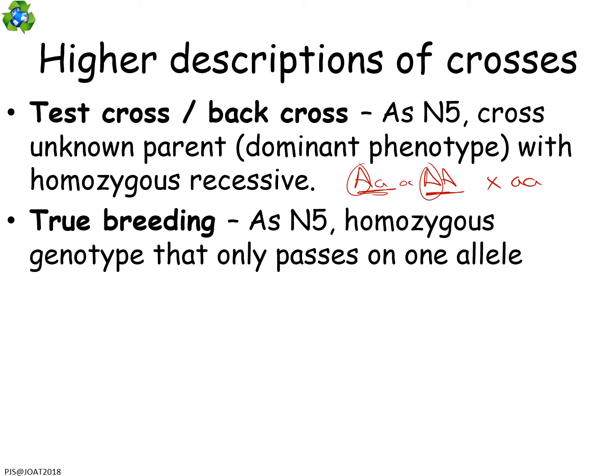True breeding, still same as Nat5, so what that means is that you have a homozygous genotype, because what that means is that it will only ever pass on the same thing. So it's either this or this.